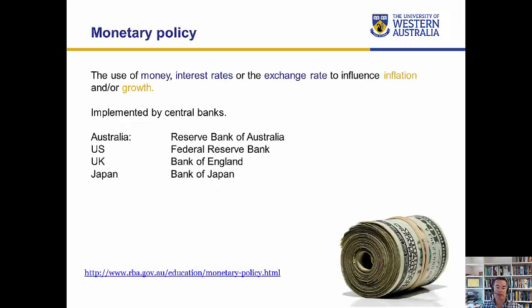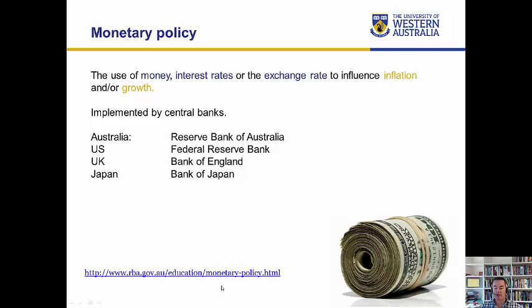Okay, so first of all, we need a bit of a definition of monetary policy, and the definition is the use of either the money supply, interest rates, and that can be short or long-term interest rates, or the exchange rate to influence either the inflation rate or the rate of economic growth. So monetary policy is implemented by central banks. In Australia, the name of our central bank is the Reserve Bank of Australia, or the RBA.